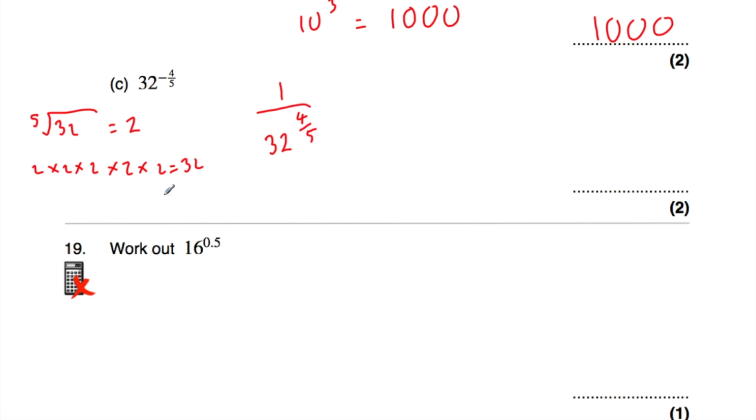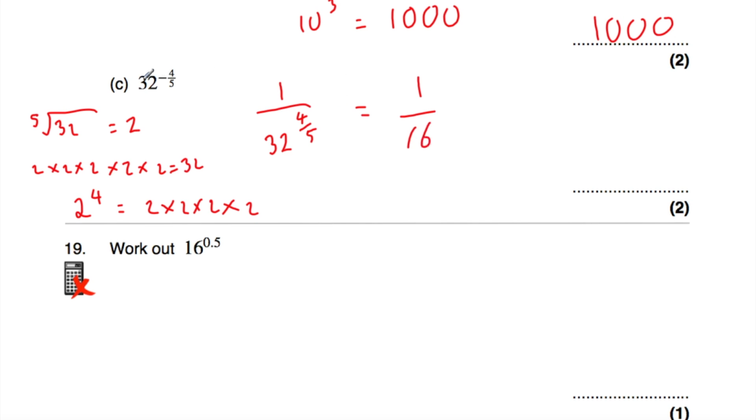Now we need to do to the power of 4, so we take the 2 and then 2 to the power of 4. And that would be 2 times 2 times 2 times 2. I think I've said the right number of 2s there. So 2 times 2 is 4, times 2 is 8, times 2 is 16. So 32 to the power of 4/5 is 16. So that means the answer would be 1 over 16.